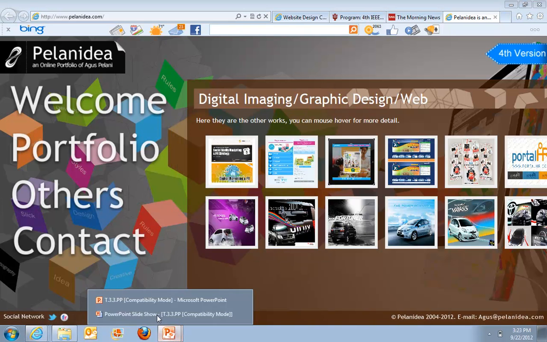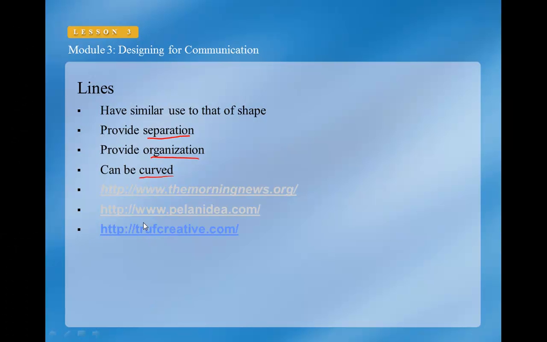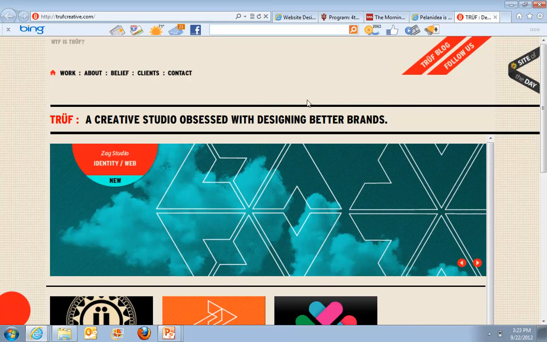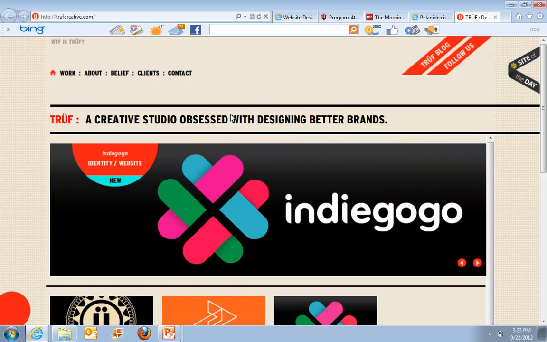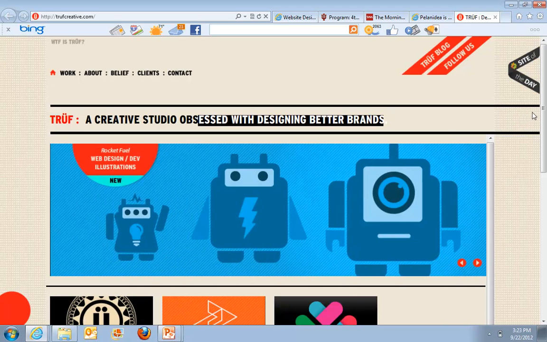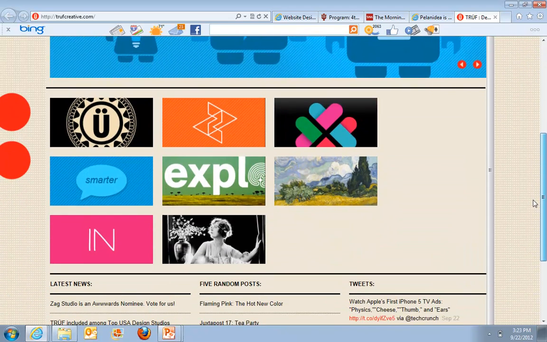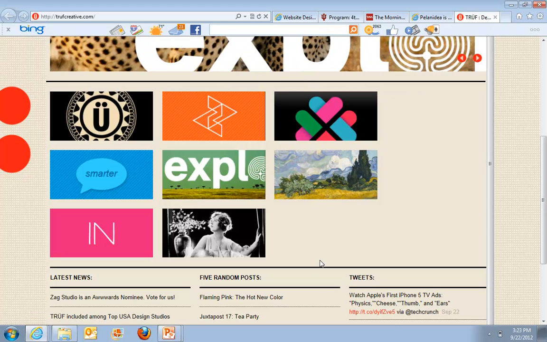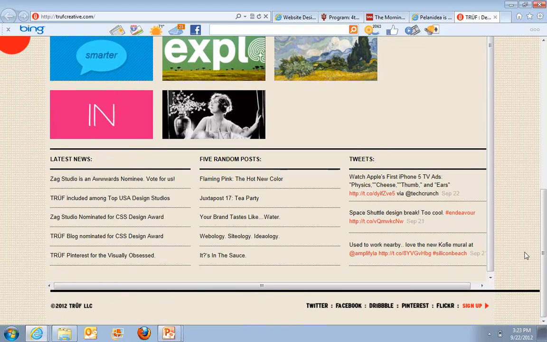Let's go check out this last website. Alright, now you can see the use of lines pretty heavily in this site. Notice they have this thick line here and this thick line here to separate this information from the rest of the page. If we scroll down, you'll see that they're using lines to keep their page separated into different areas. So you can look and see at different websites how lines are being used.